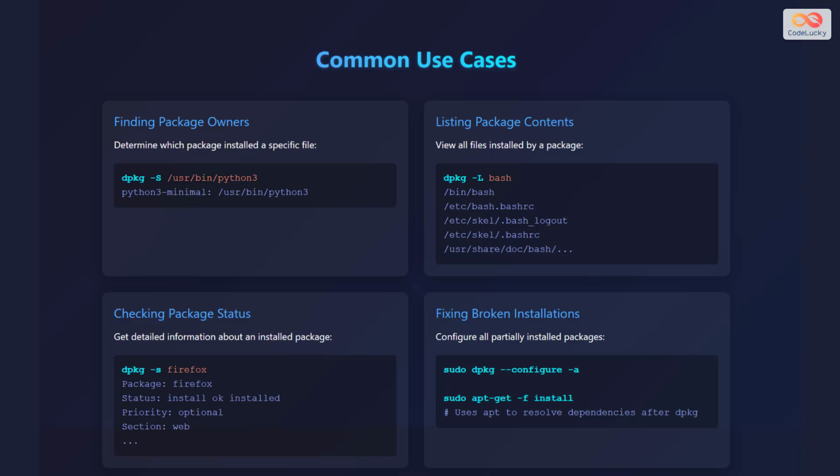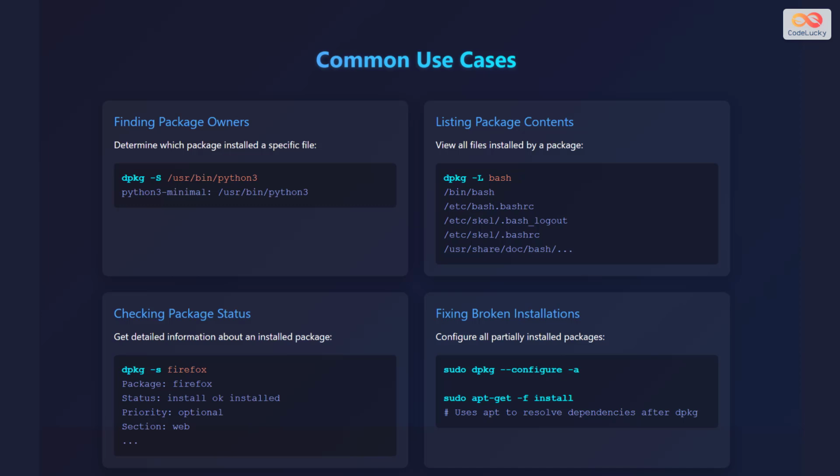Second, listing package contents. To view all files installed by a package, use the command dpkg -L followed by the package name. For example, dpkg -L bash. This will output a list of files, such as /bin/bash, /etc/bash.bashrc, and more.